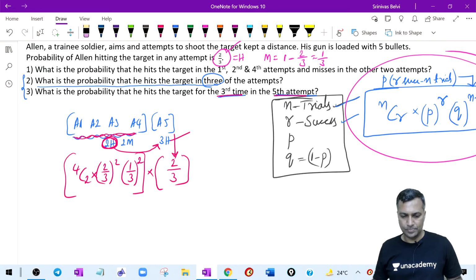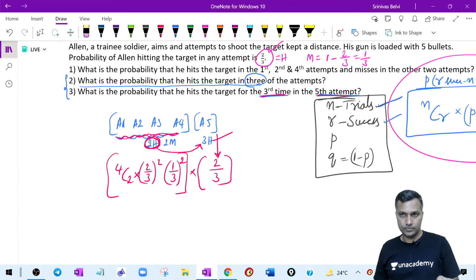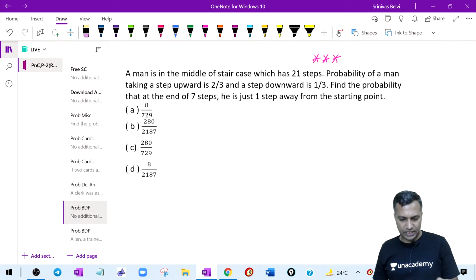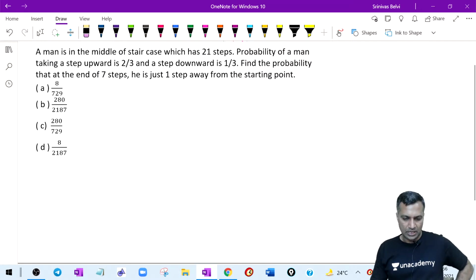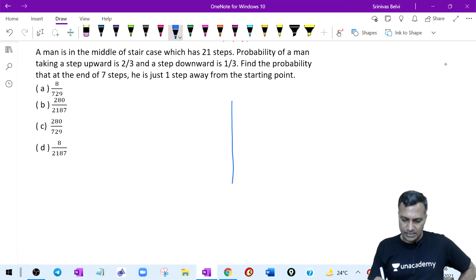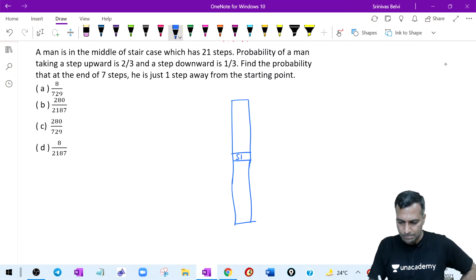All right. Now let me come back to this particular question. Let me explain a little bit. A man is in the middle of the staircase. So technically, on this particular staircase, there are many steps. Let me call this step number 11. There are 10 steps above this. I'm not drawing 10 lines, I'm drawing some lines. There are 10 steps below this.